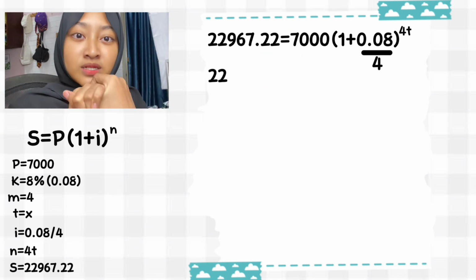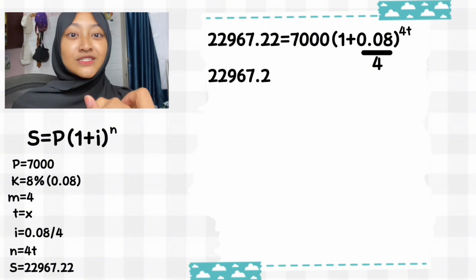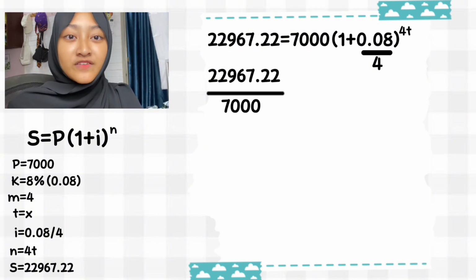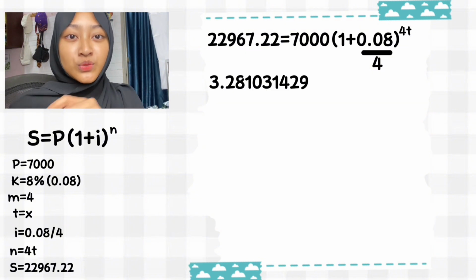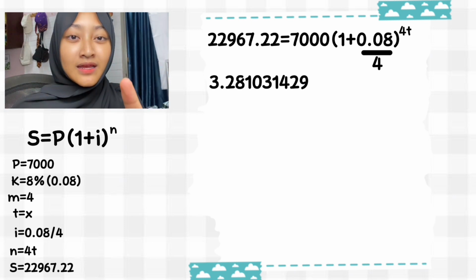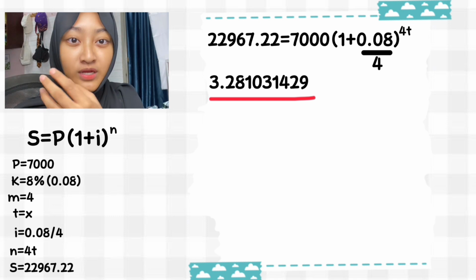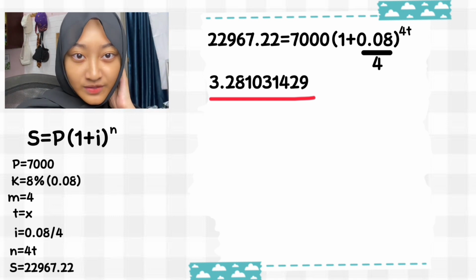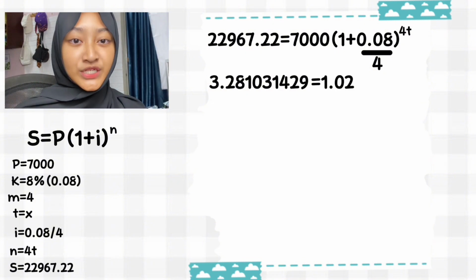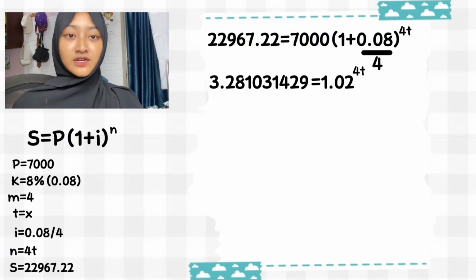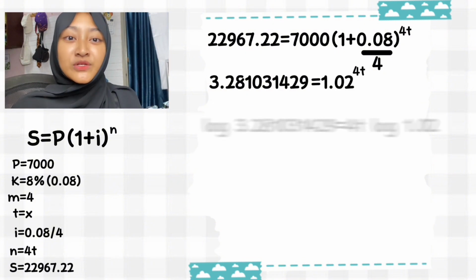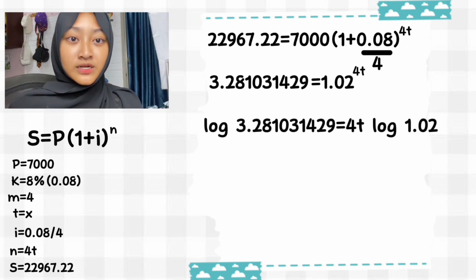So it will be 22,967 ringgit and 22 cents over 7,000, and the answer is 3.281031429. For your information, we have to keep all the digits that we calculate because we want the correct answer. Then we can solve the bracket and the answer will be 1.02 to the power of 40. Of course, to solve this problem, we can use the logarithm concept to take out the power 40.